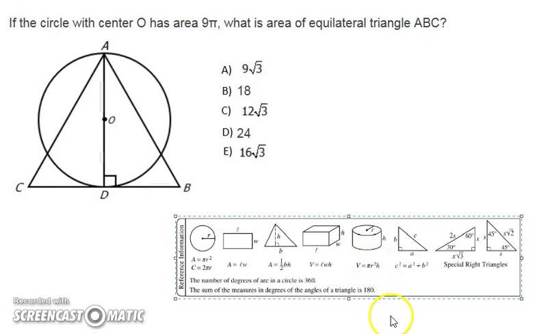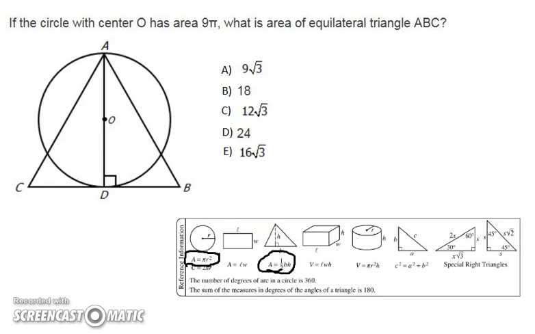Here's a snapshot of the little formula box, or whatever you want to call it, that's at the beginning of every math section on the SAT. So you can grab the formulas you need from here. And the two we need for this problem are going to be the area of a circle right here, and it's kind of tiny, it's kind of hard to see, and also the area of a triangle, which is this one here.